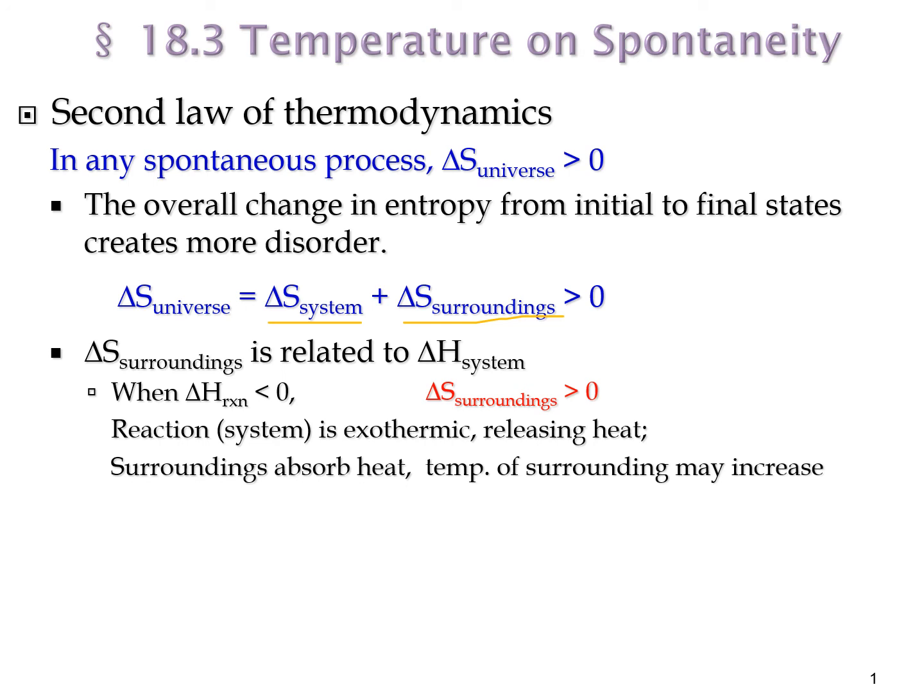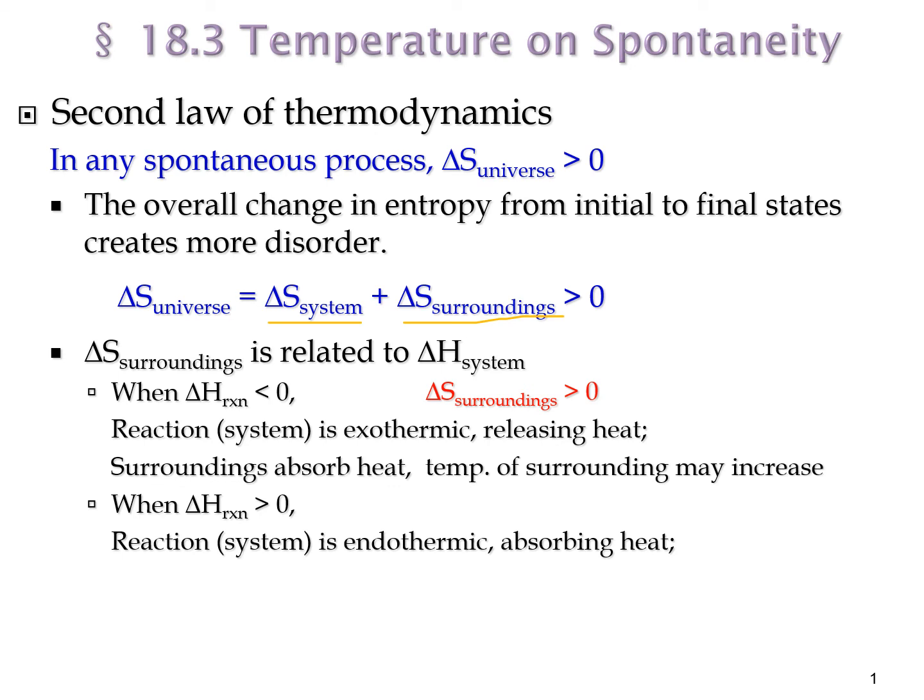The surroundings undergo a state where it has more entropy. Now, from this discussion, we realize we can relate the heat of a reaction with the delta S of surroundings. There are two types of reaction as we discussed. One type is exothermic, the other one is endothermic. So now let's see if we come up with a similar conclusion.